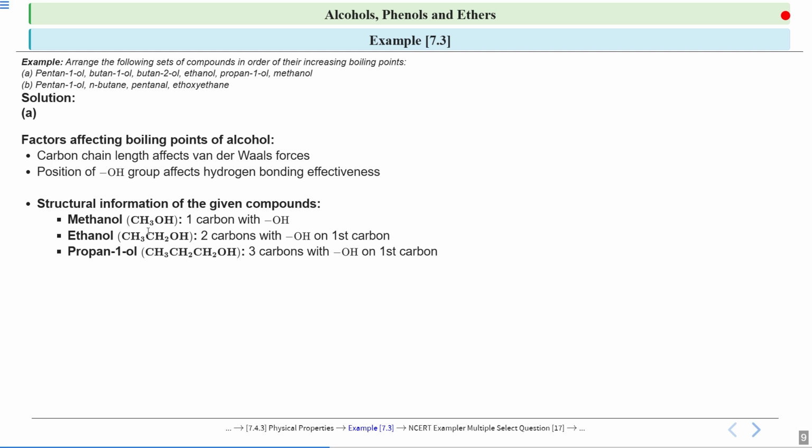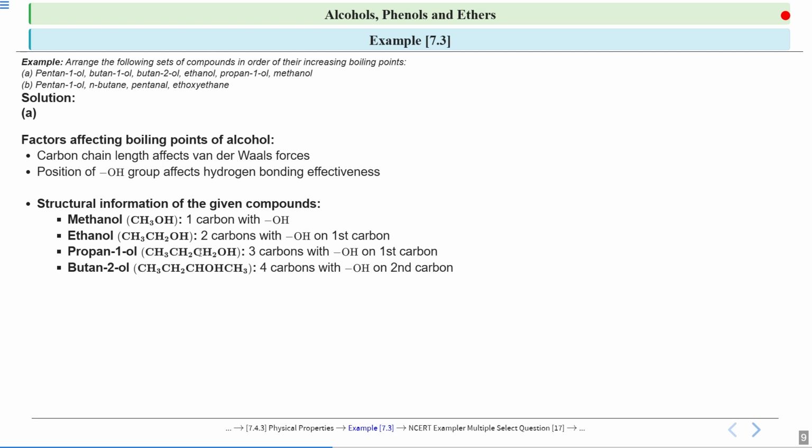Next is propane 1-ol. Propane means three carbon atoms are there in the chain: 1, 2, 3. Three carbon atoms, and the OH group is attached on the first carbon in propane 1-ol.